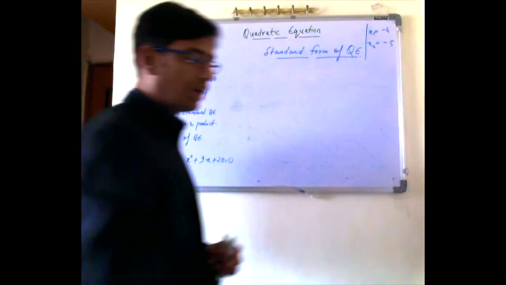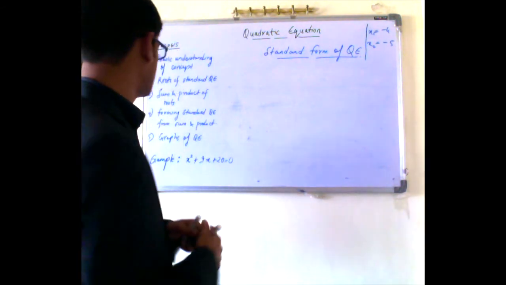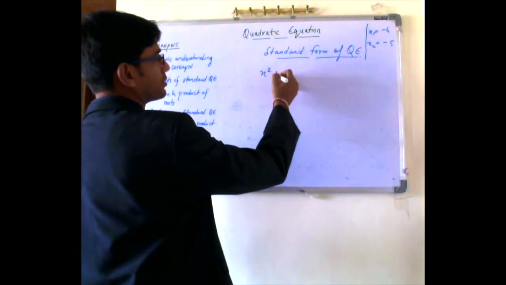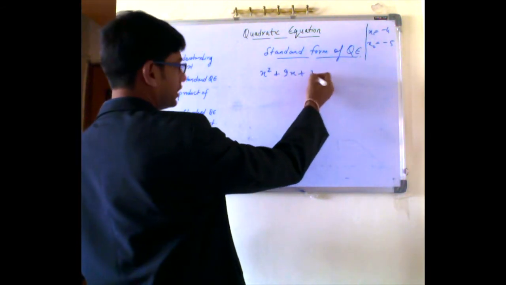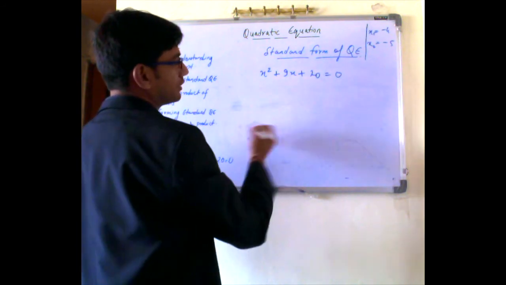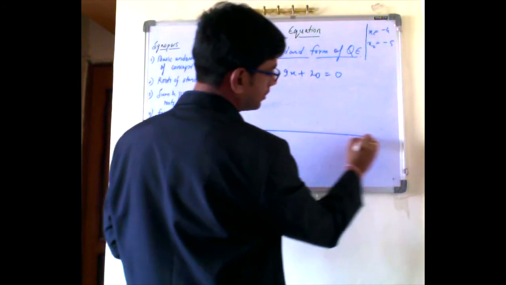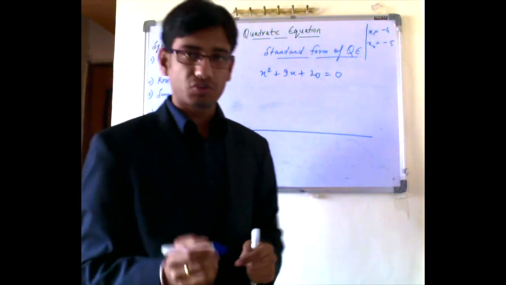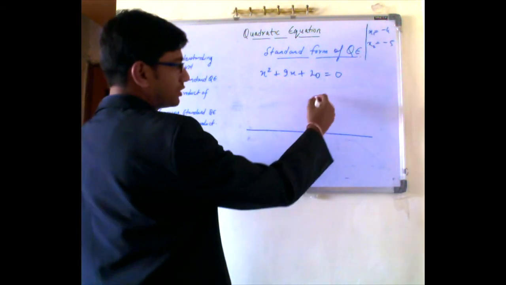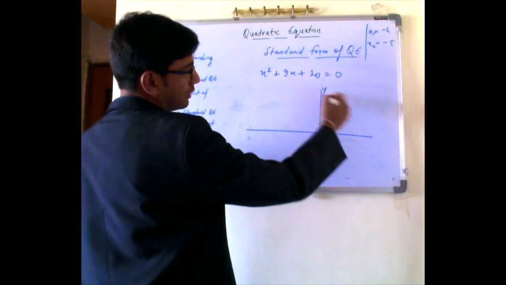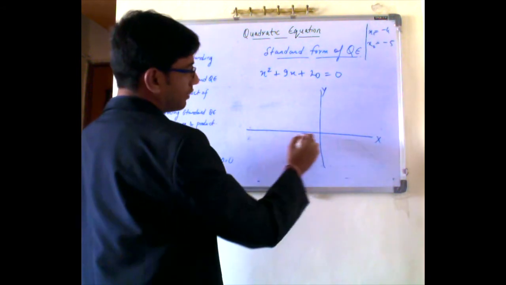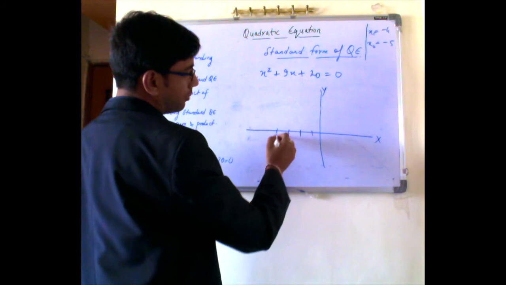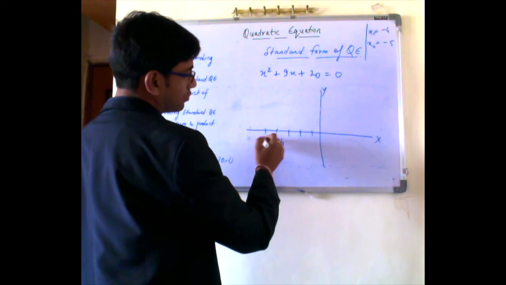So we studied the graph in the last. What would the graph of this equation, x square plus 9x plus 20, be? Okay. So guys, let me do this by seeing the roots of the quadratic equation. I have minus 4 and minus 5 as the roots. If I just take a y axis here, I have 1, 2, 3, minus 4. Then I have a minus 5.